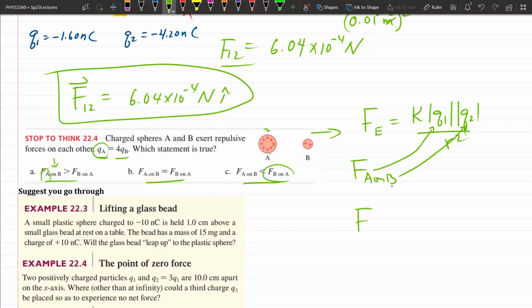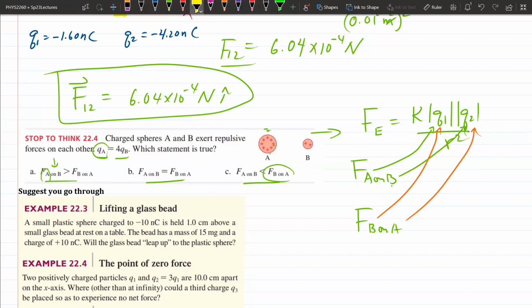But if you're trying to calculate the force of B on A, let's do that in orange, B is 1 and A is 2. When you multiply those two numbers together, even though they're different charges, you're going to get the same number. So 4 times 16 is the same thing as 16 times 4. It doesn't matter which one you multiply together.